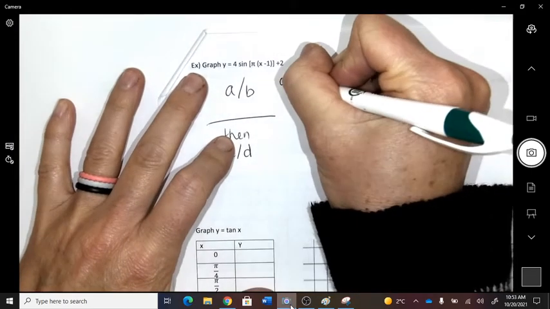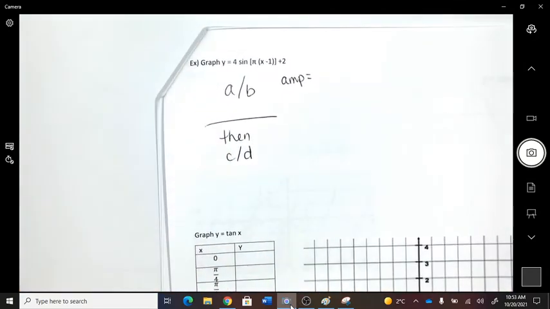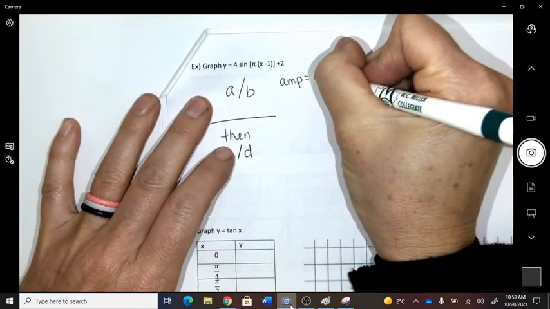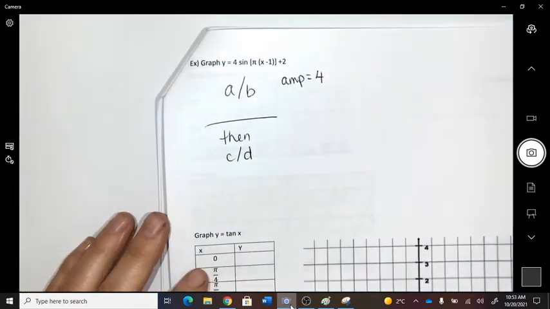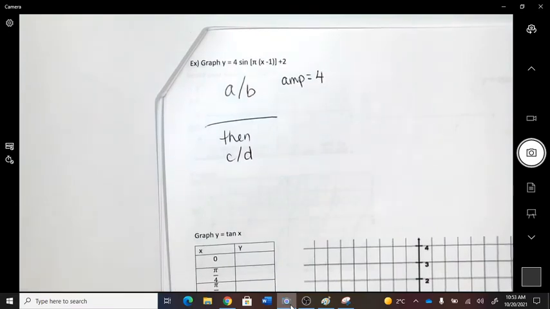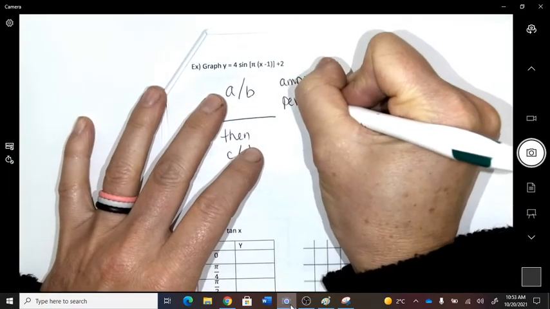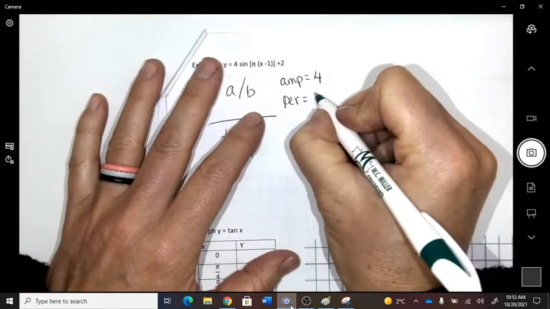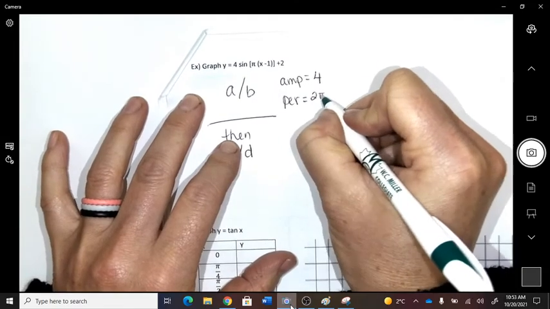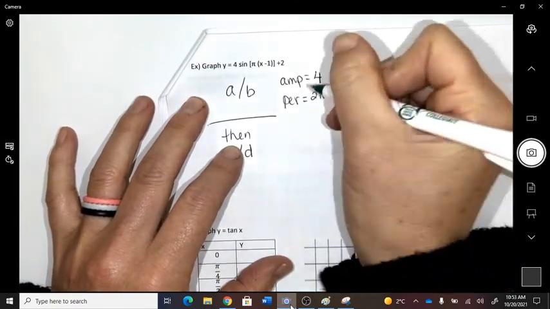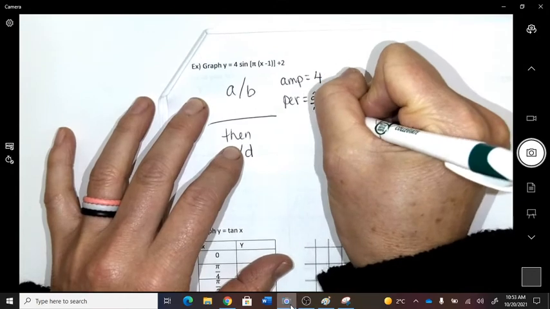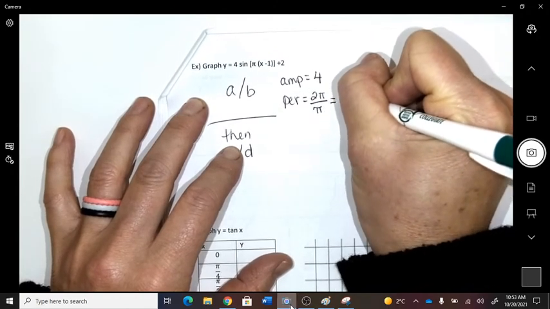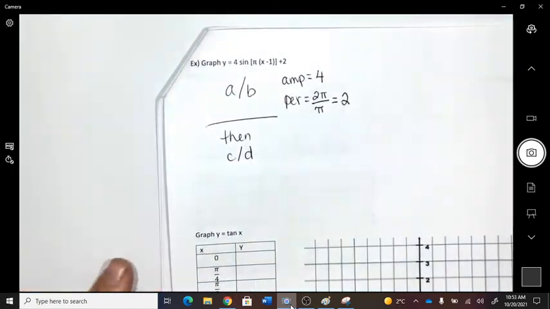Okay, what is the amplitude? How much do we have to span up and down? 4. What is our new period? So I'm going to start with this little formula. Well, 2 pi is regular, but I'm going to divide it by the b. So our period is 2.